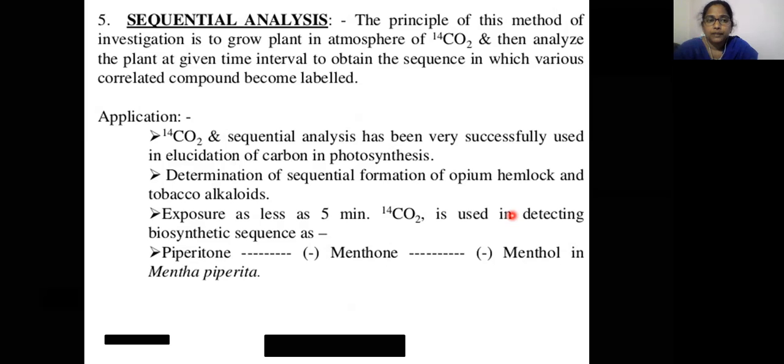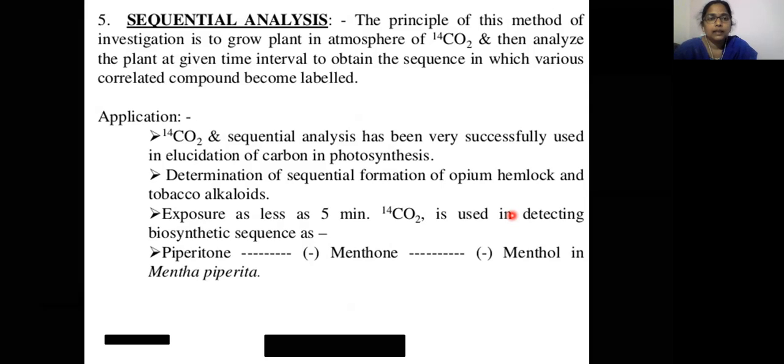So here we are investigating the sequence of the compounds formed. What we are doing is directly growing the plants in an atmosphere of carbon dioxide that contains the radioisotope. We are using carbon dioxide containing the C14 isotope, right? So radio labeled carbon dioxide is used here.